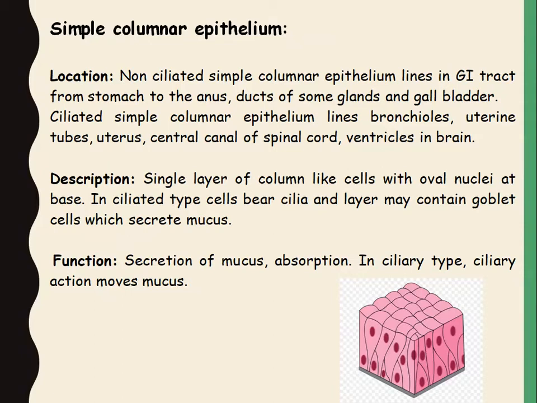Description: single layer of column-like cells with oval nuclei. At the apical surface, the ciliated type cells bear cilia, and the layer may contain goblet cells which secrete mucus. Function is secretion of mucus and absorption. In the ciliated type, ciliary action moves the mucus.